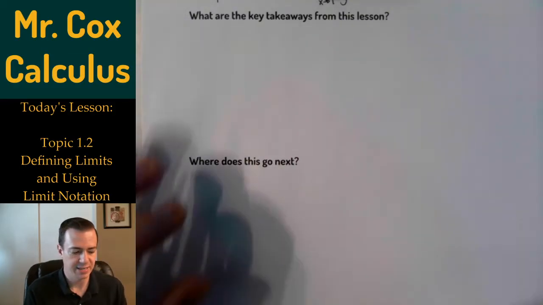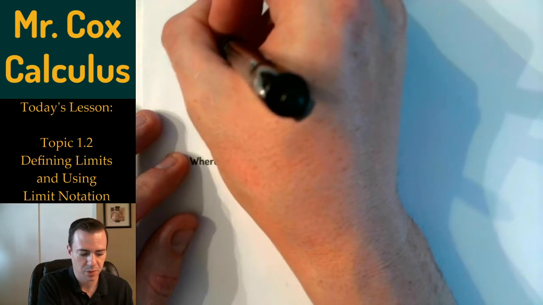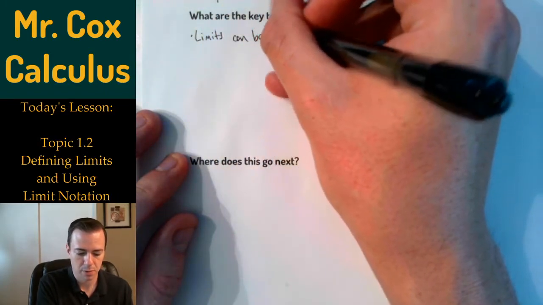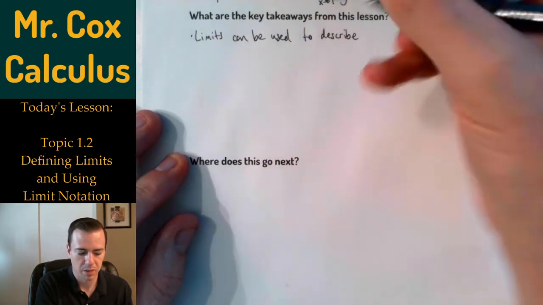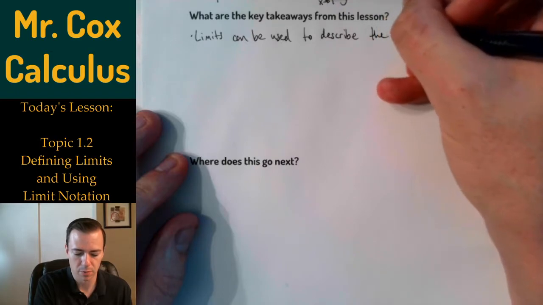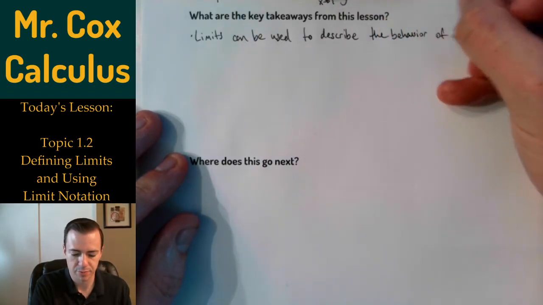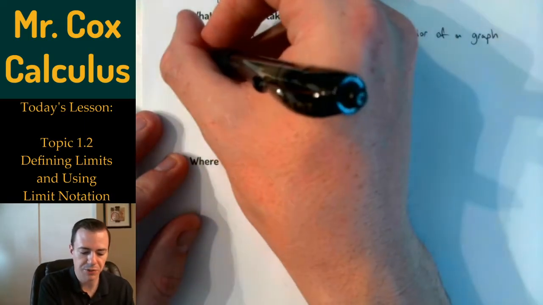All right, what are the key takeaways here? The first thing is that limits can be used to describe the behavior of a graph around a certain value.